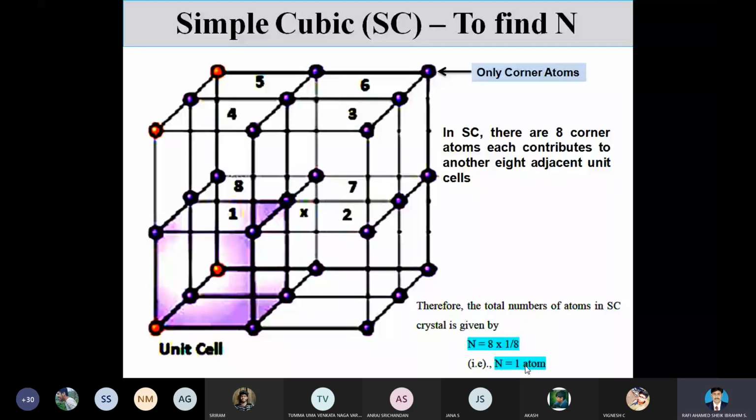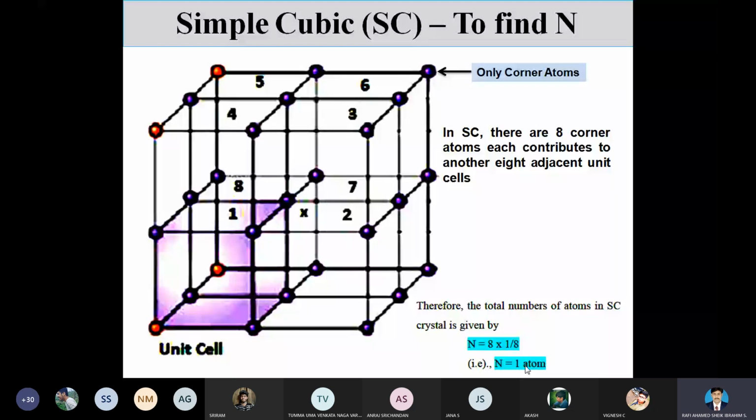Any doubt in this first parameter? Any doubt? Am I audible? No, sir, no doubt, sir. Yeah, okay, ma. Okay.